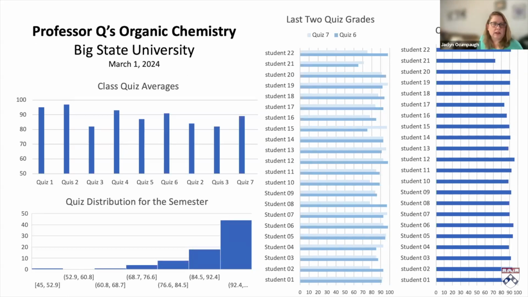And as we move on into March and we have more quizzes, we see again the distribution changing. Here we have quiz 6 and quiz 7 and the average across those 7 quizzes. And here we have a changed distribution again among the quiz grades for the semester.